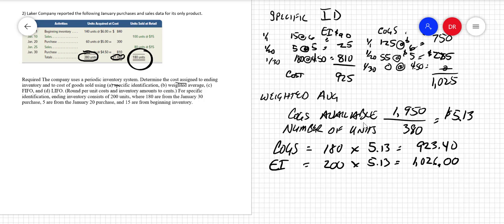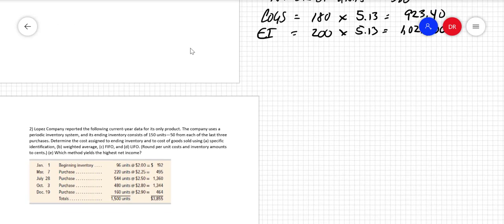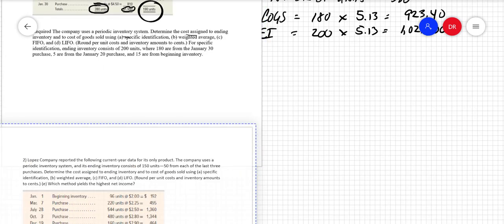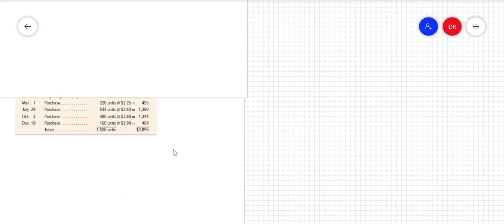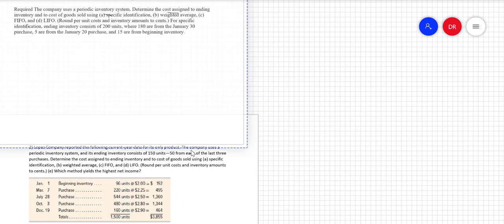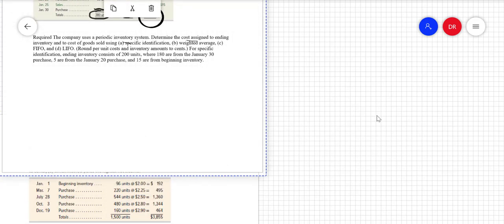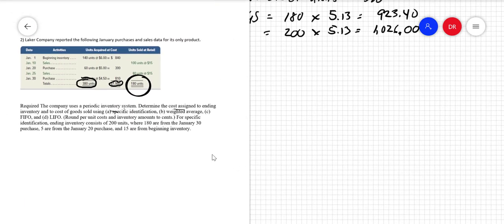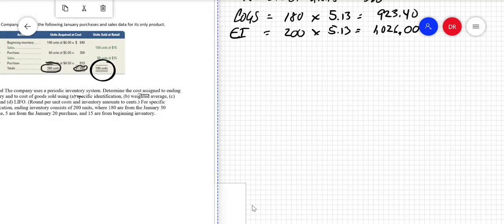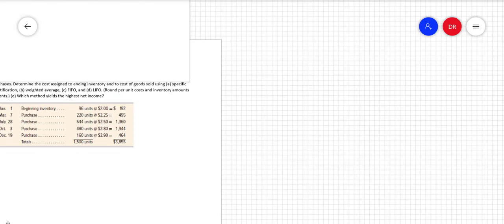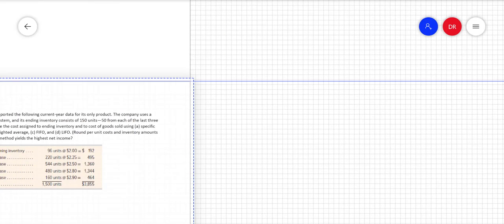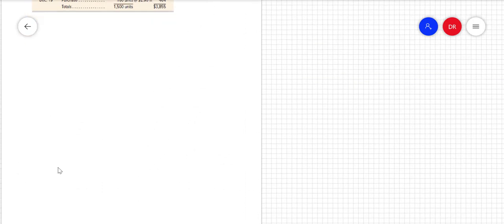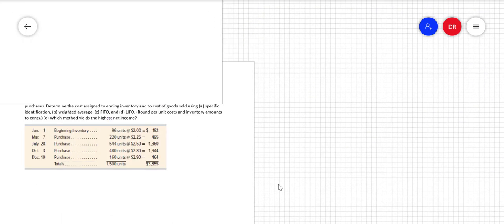Now, when we're looking at weighted average, we're basically splitting the difference between the FIFO and LIFO methods, okay? So if we look at the weighted average, it comes in between FIFO and LIFO, and I want to show you what I mean by that here in just a second. Let me get this arranged.